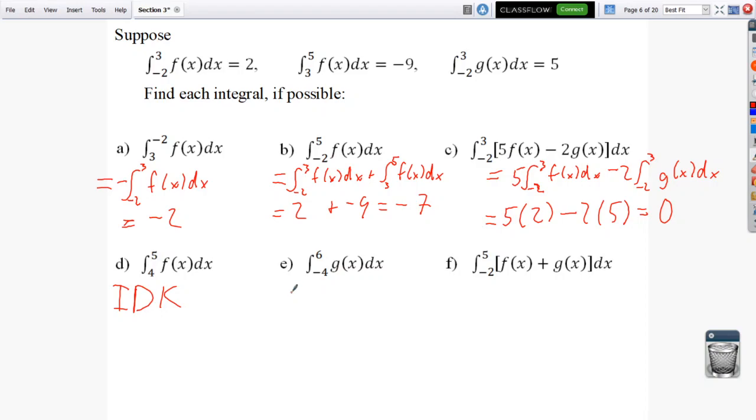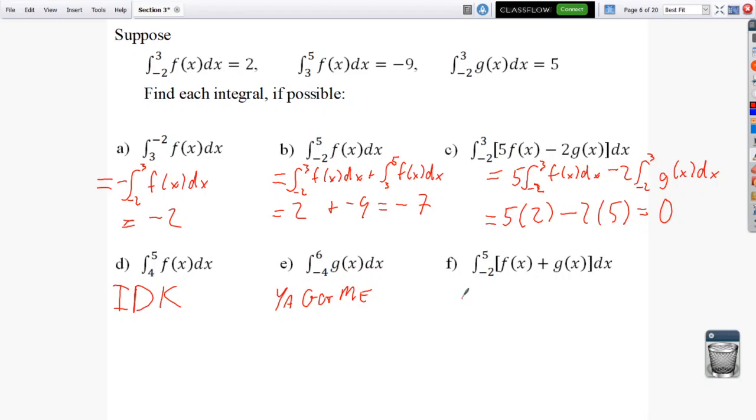So this one is another, you got me. And of course, we would want to explain that a little bit further. We don't know what happens between -4 and -2, or between 3 and 6 on g of x.